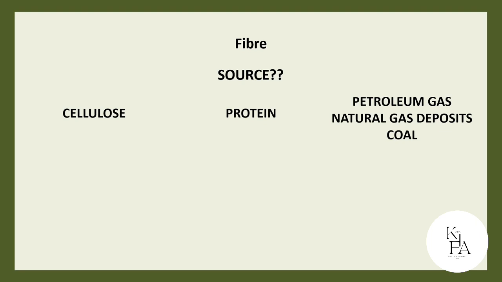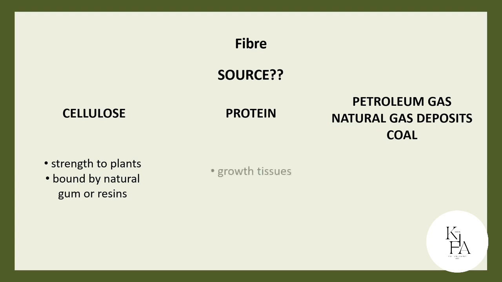So the cellulose fibers act as a skeleton to the plants. Bundles of fibers are bound together by natural gum and resins to the various parts of the plants, providing them strength. Now the protein fibers are found in the growing tissues of plants and animals. Petroleum, natural gas and coal yield different saturated and unsaturated hydrocarbons, which serve as the major raw material for production of synthetic fibers.